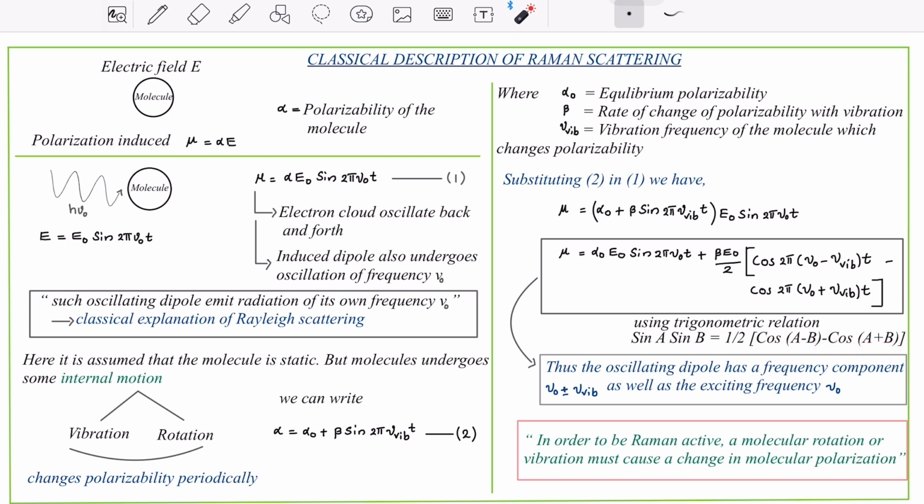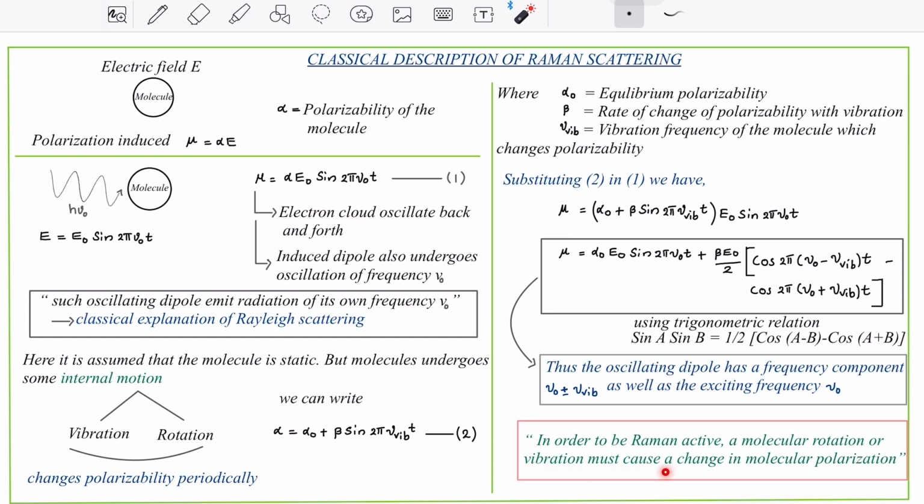Now what is the conclusion? The oscillating dipole has a frequency component not only nu 0 but nu 0 minus nu vibration and nu 0 plus nu vibration. This nu 0 corresponds to the Rayleigh line, then nu 0 minus nu vibration corresponds to the Stokes line, and nu 0 plus nu vibration corresponds to the anti-Stokes line. Thus the oscillating dipole has a frequency component nu 0 plus or minus nu vibration.